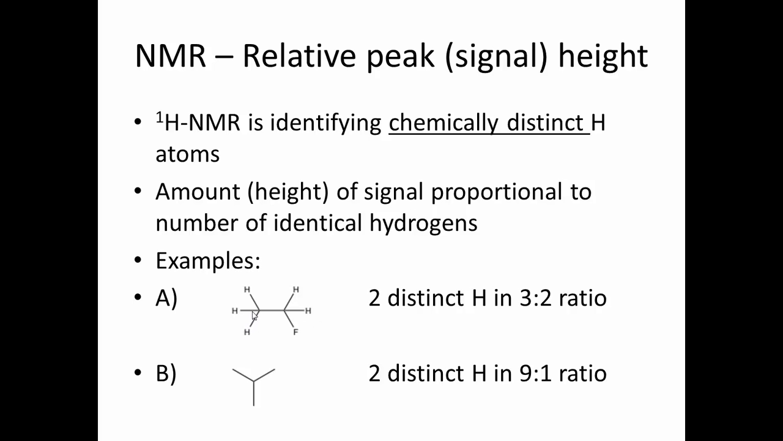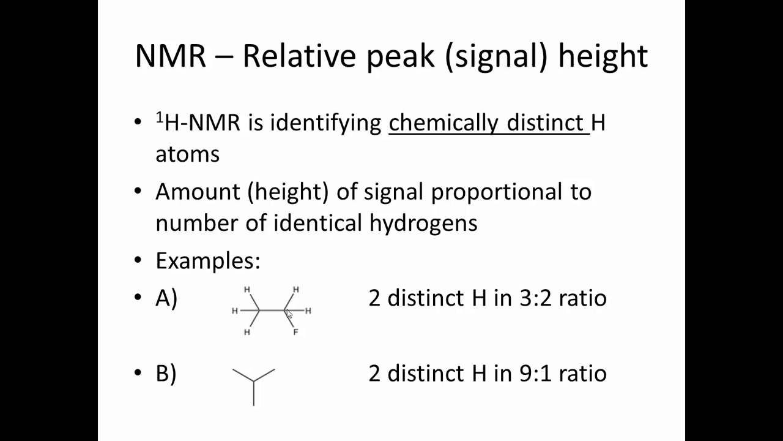So in one carbon we have 3 identical hydrogens in this case. This is example A. On this carbon we have 3 identical hydrogens. On this carbon we have 2 identical hydrogens. What makes these identical? Well, this hydrogen is next to another hydrogen, which is next to another hydrogen. This hydrogen is next to another hydrogen and next to another hydrogen, if you imagine them in like a tetrahedral type shape.